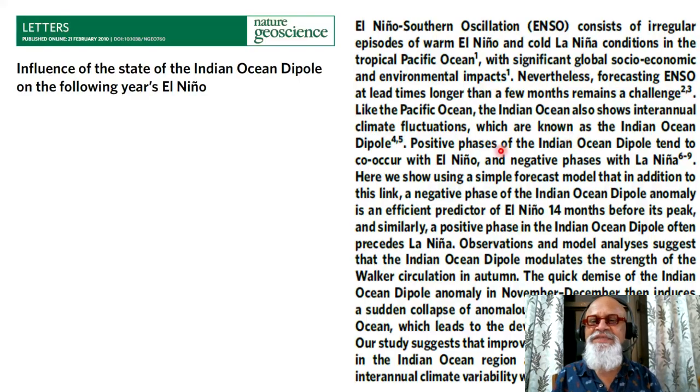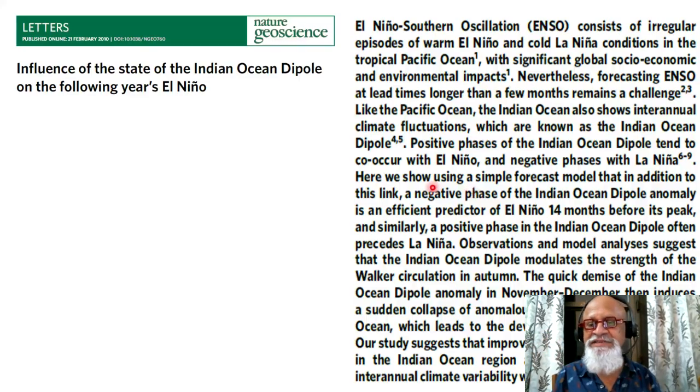That's the general idea. Like the Pacific Ocean, the Indian Ocean also shows intraannual climate fluctuations, which are known as the Indian Ocean dipole. Positive phases of the Indian Ocean dipole tend to co-occur with El Nino, and negative phases with La Nina. So positive IOD is when you have cooling in the eastern Indian Ocean, warming in the west, and the other way around for the negative phase of IOD, whereas in the Pacific, the east is warm in the positive phase of ENSO and cold in the negative phase of ENSO, El Nino and La Nina.